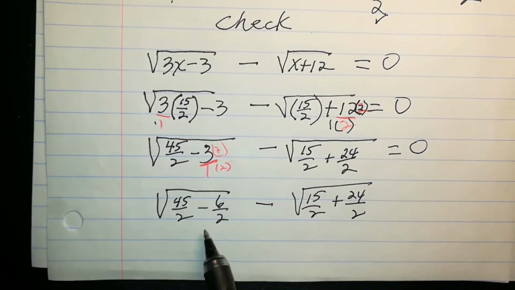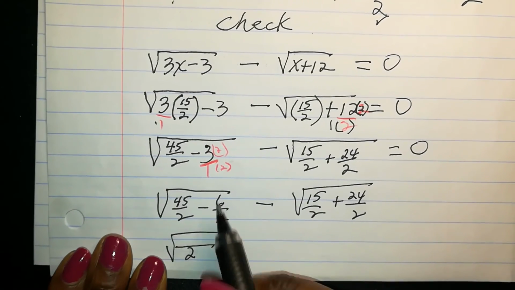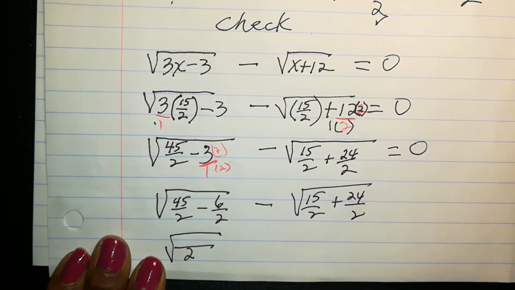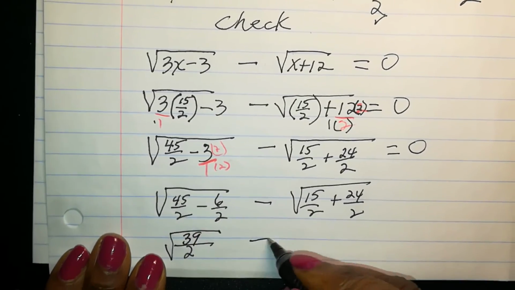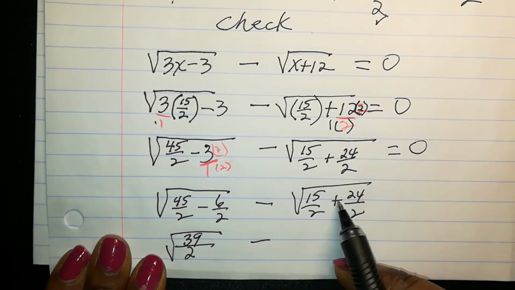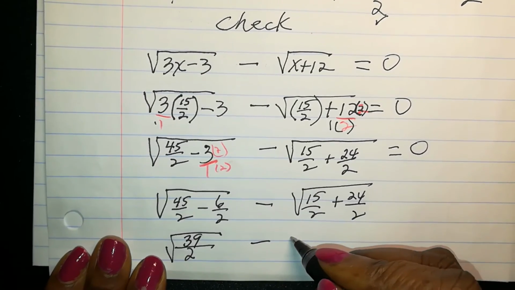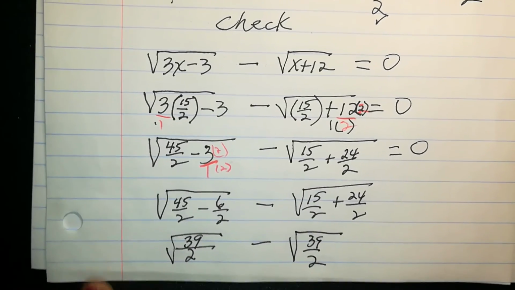Now that they are common denominators, I can keep the denominator and do my little radical. What is 45 minus 6? We all know that. That's 39. Oh, that's nice. Okay, so we were able to do the fraction without pain. What about this one? What is 15 plus 24? Oh, wow, look at that. 39 over 2.